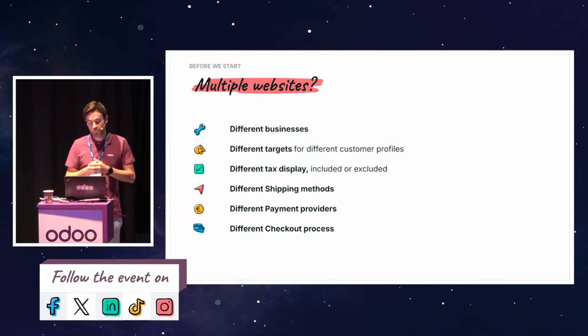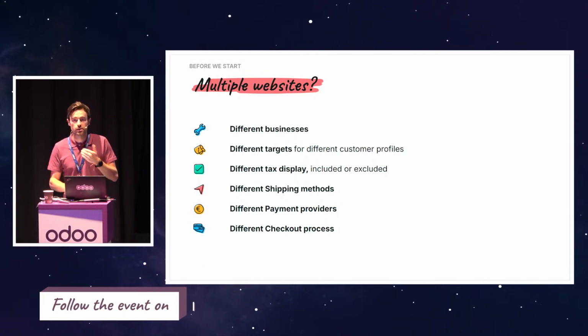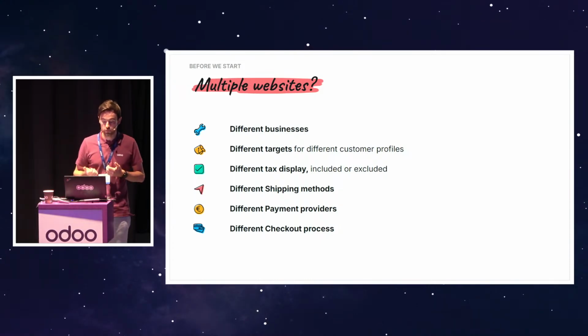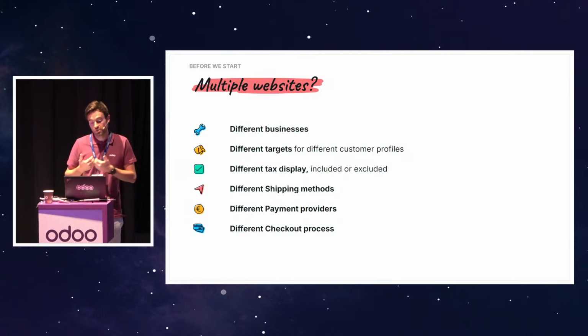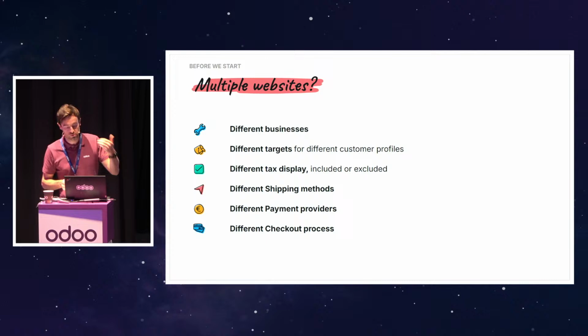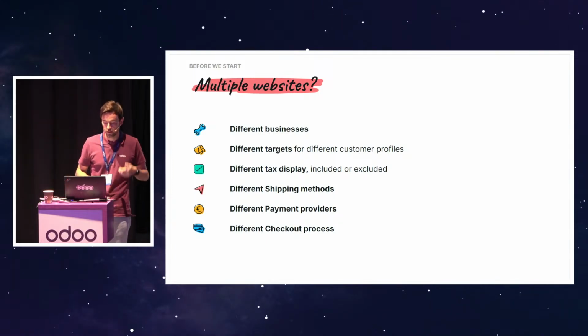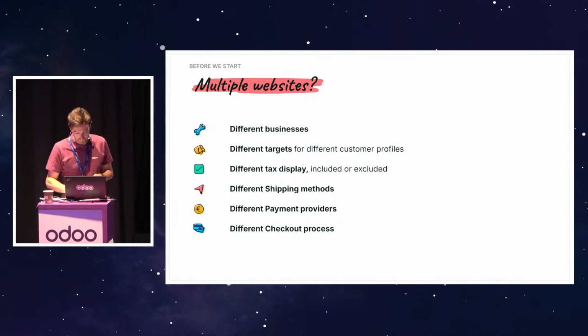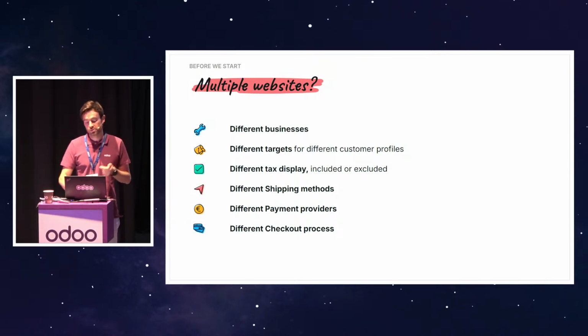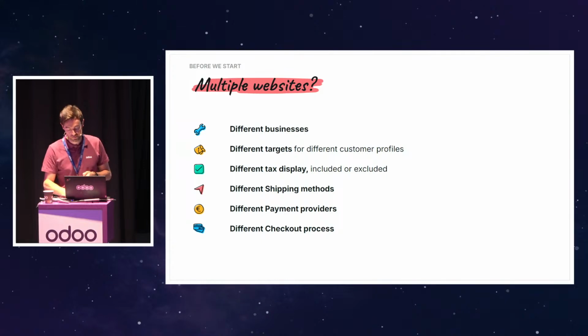Then the shipping methods. You can adapt the shipping method based on your customer localization, but not based on his profile. So if you want different shipping methods for different types of customer, again, you'll have to create more than one website. The same reasoning applies to payment providers and checkout processes. Note that from V18, you can now assign shipping methods to some products using tags.